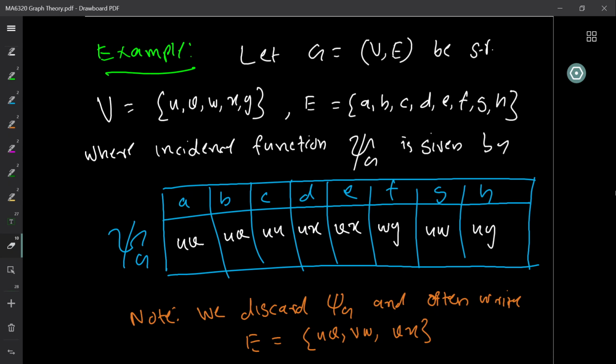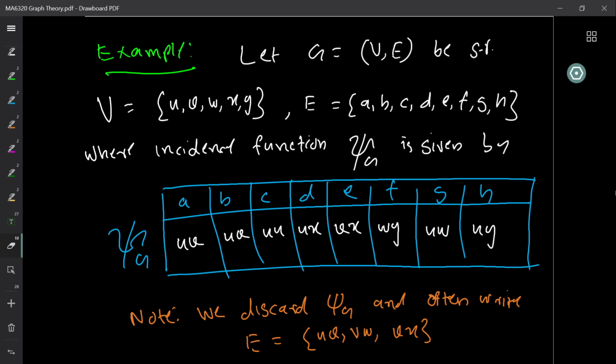uy. Now, you will notice that we have a and b both mapped to the set {u, v}. This is something that we allow in general, but we will restrict ourselves to types of graphs where we don't really allow this when we continue this course.